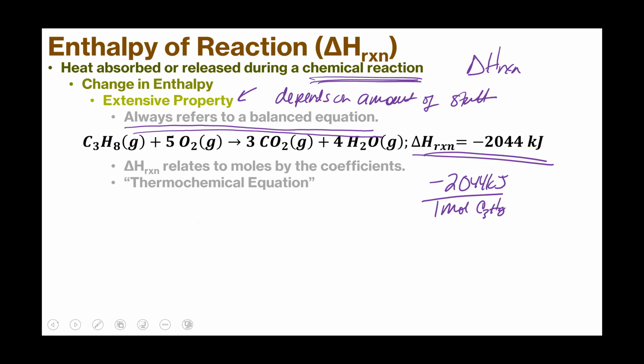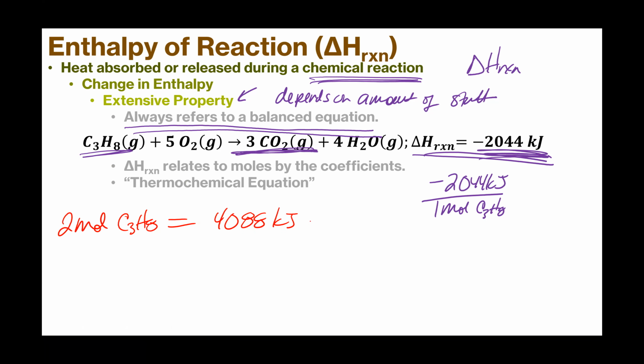Let's go back. What this means is everything's related. So 1 mole of propane gives you 2044 kilojoules released, right? We can say, for every 3 moles of CO2 that are released, we're also going to get 2044 kilojoules, right? We could also say, if we had 2 moles of propane, C3H8, this will give us 4,088 kilojoules out.